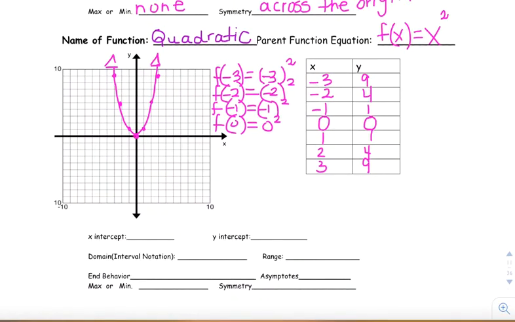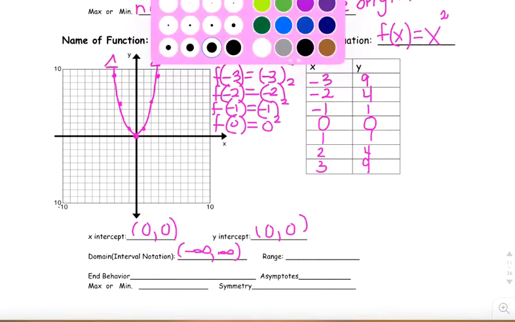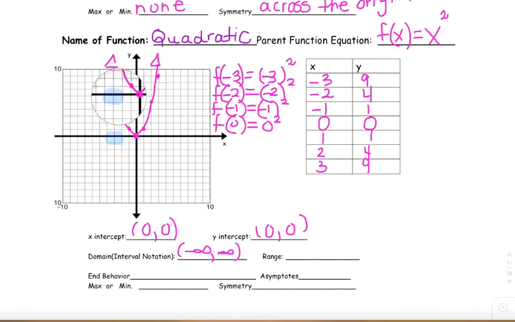Now, this graph in front of us should be all the information we need to fill out the bottom part. So still 0, 0 for both of our intercepts. Our domain, there's an arrow going on the left and an arrow going on the right, so this is still all real numbers. However, our range begins at 0. There's nothing below that. And it goes on to infinity.